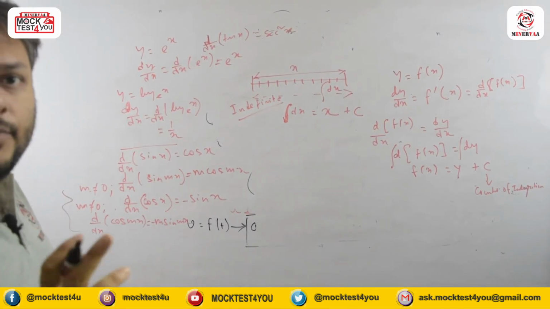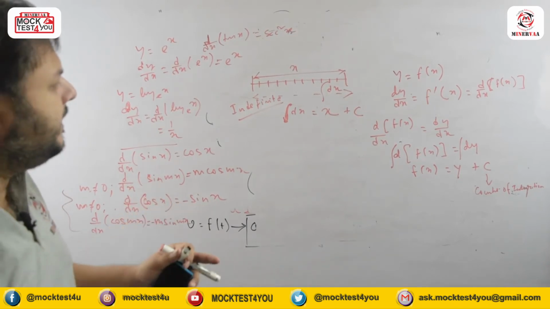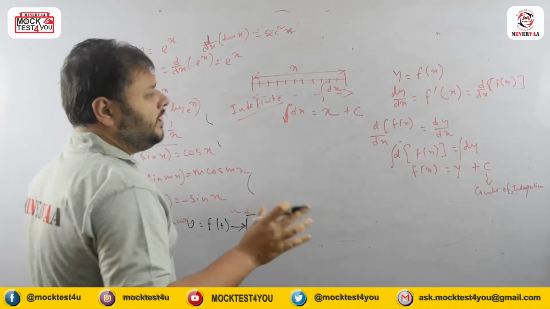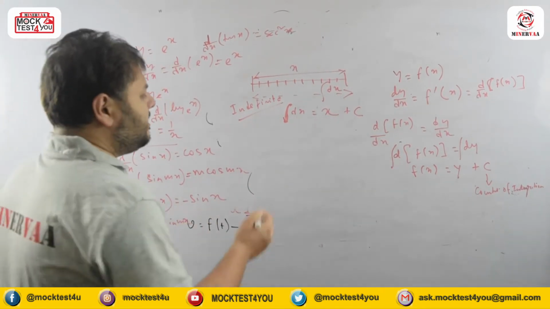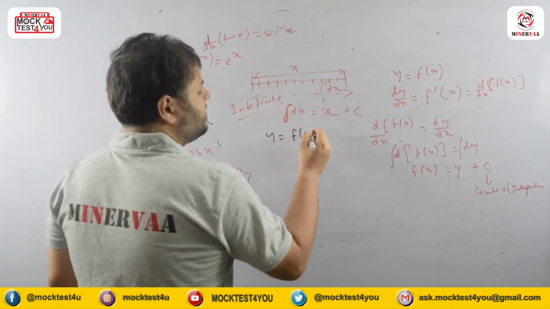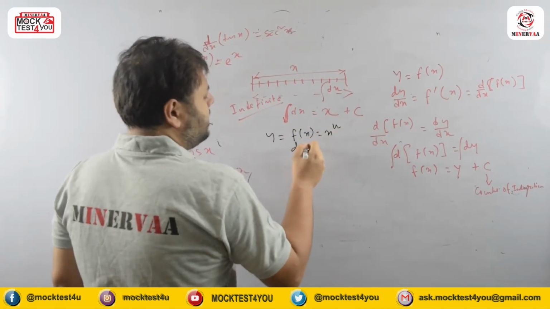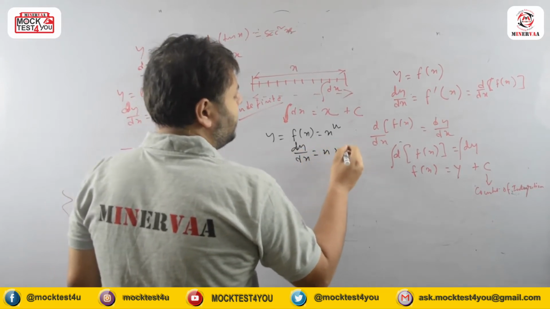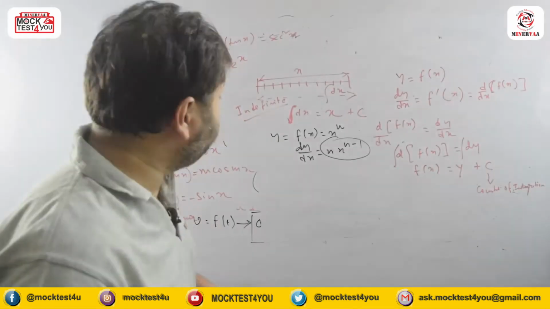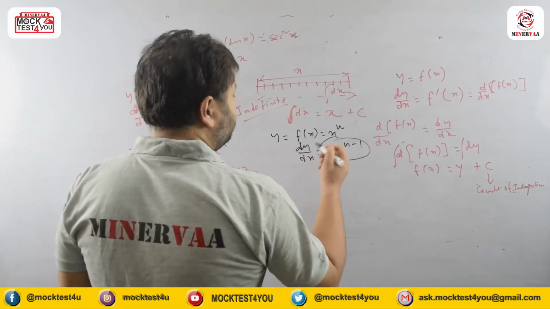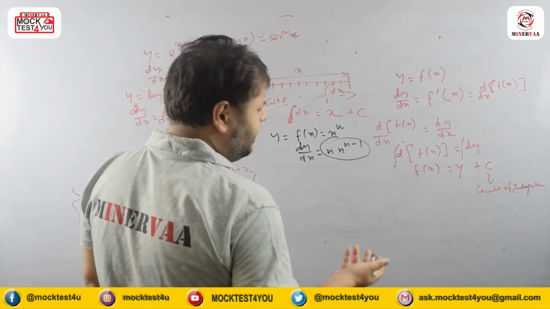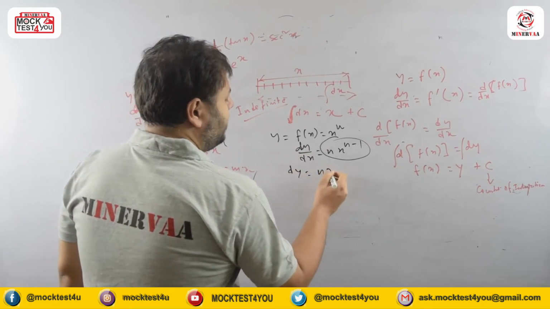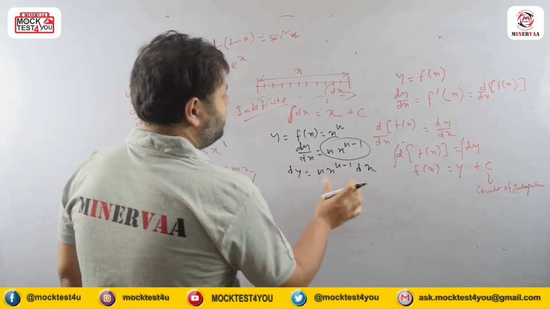Now, why am I saying that differentiation and integration are mutually reverse processes of each other? Suppose you have differentiated y, which was a function of x, equal to x to the power n. You differentiate dy/dx and you get n x to the power n minus 1. So if we differentiate y equals f(x), that is x to the power n, you will surely get n x to the power n minus 1. Now let's take that dy is actually n x to the power n minus 1 into dx.